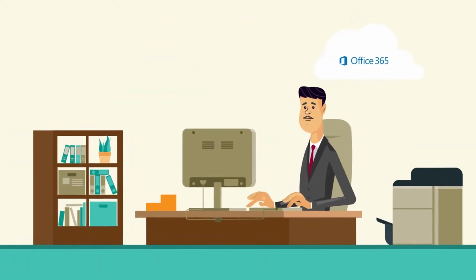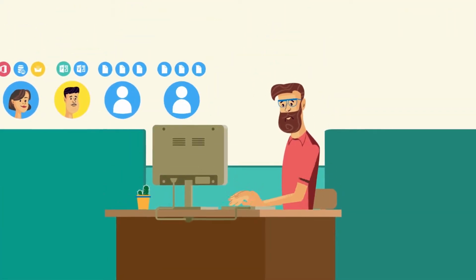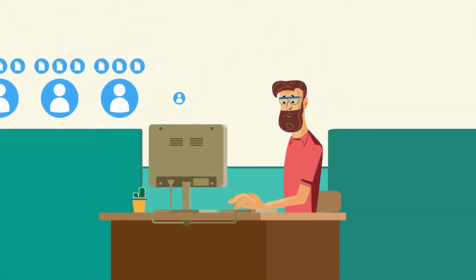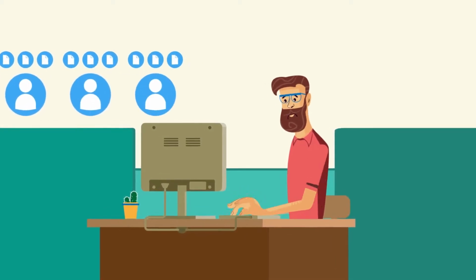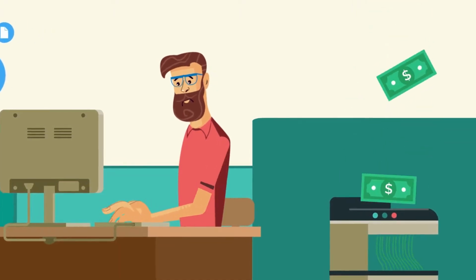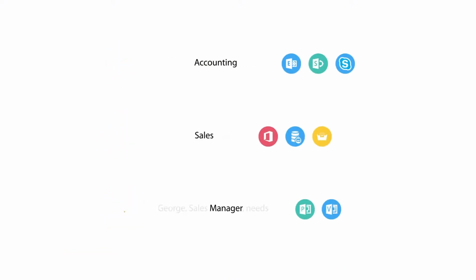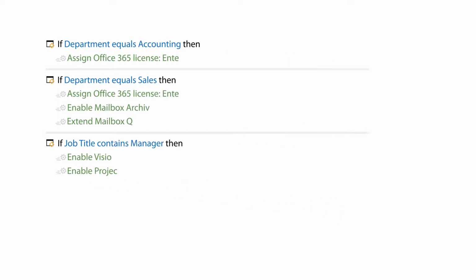George, her manager, needs Microsoft Project and Visio. Manually assigning Office 365 licenses and configuring mailboxes individually for each employee is a pain and leads to high administrative costs and general inefficiency. Using condition-based rules and Adaxes, you can entirely automate user provisioning, reprovisioning, and deprovisioning for Office 365.